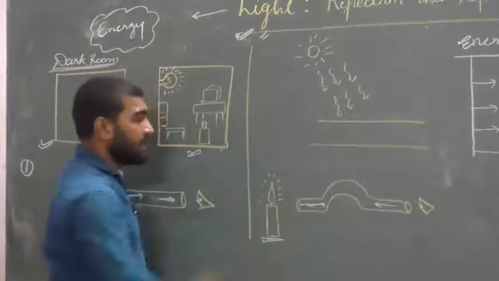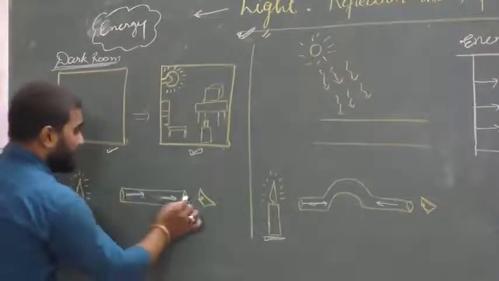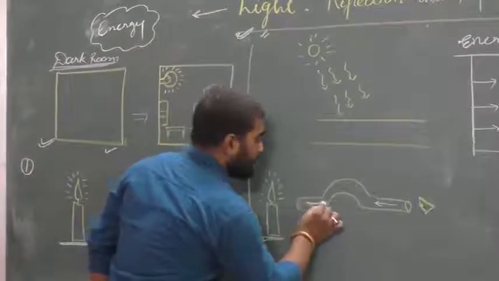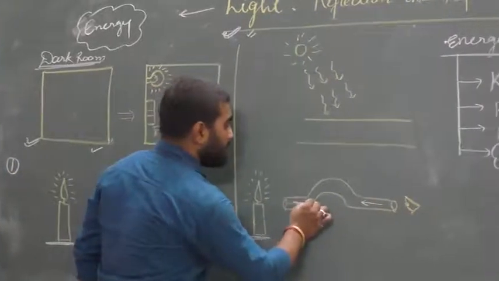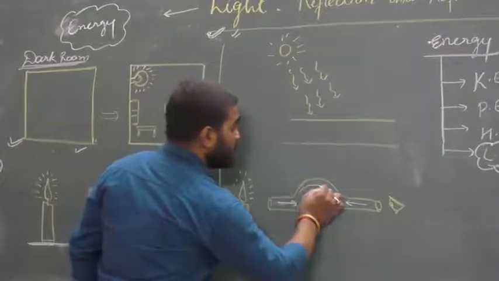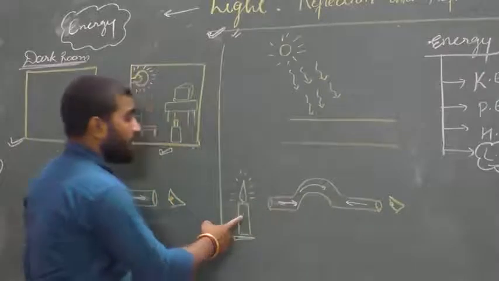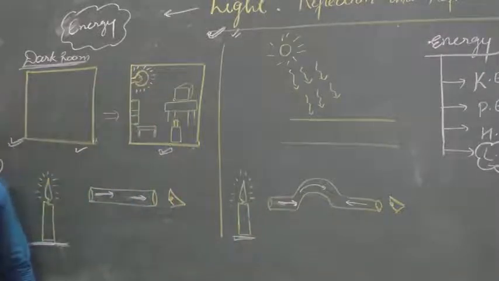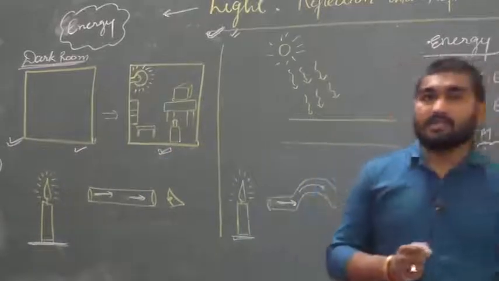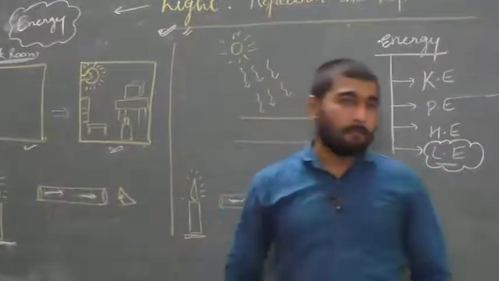What is the main reason behind it? Because light always propagates in a straight line path. So light will propagate from here to there, but after this bending or curve, light will not go in this way. So we are not able to see the burning flame of this candle. So we can say the first characteristic of light is that light always propagates in a straight line path.